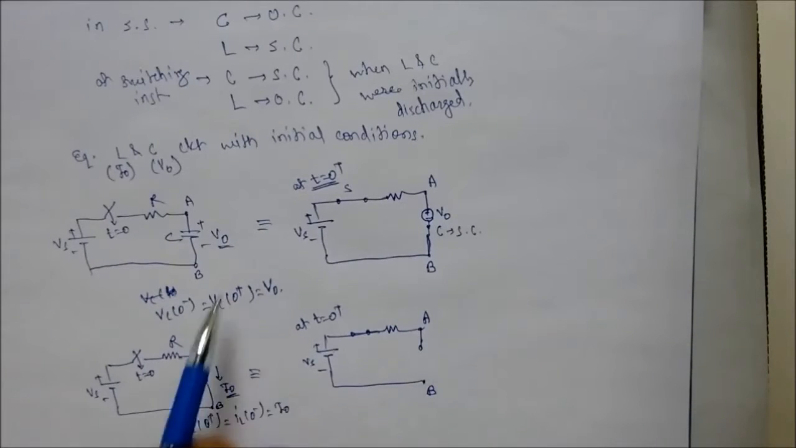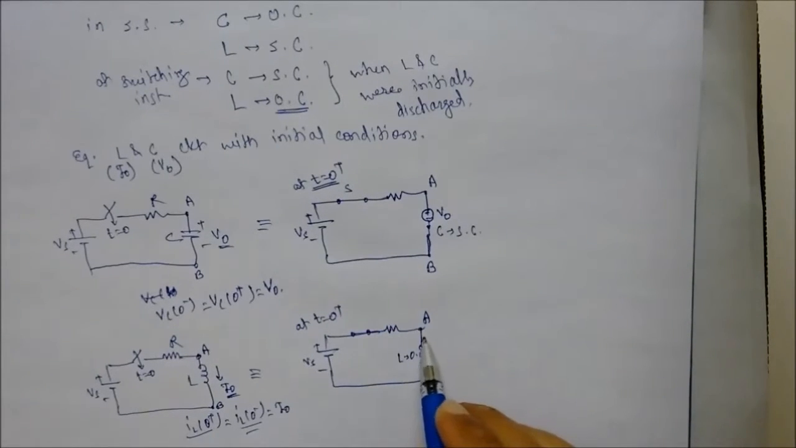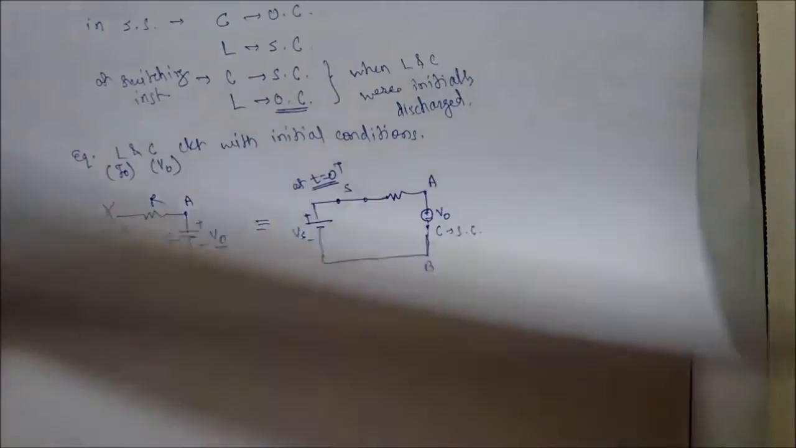Now the inductor acts as an open circuit at the switching instant. So the inductor will be open, but it has to carry the same current as just before the switching instant. So I0 has to be there in parallel with the open circuited inductor. This is the equivalent of L and C elements with initial conditions. Now we'll see a few points that are very important from a numerical point of view.